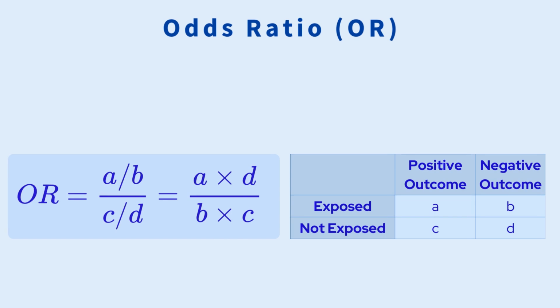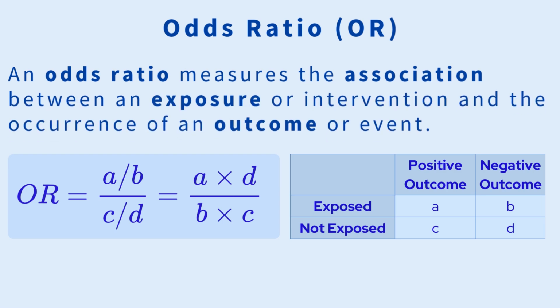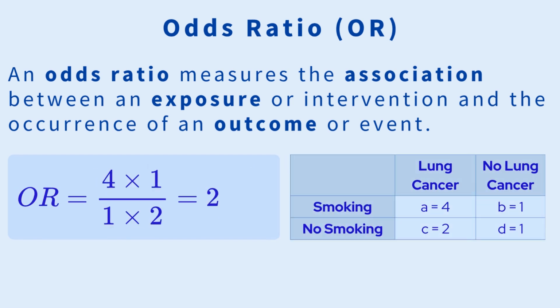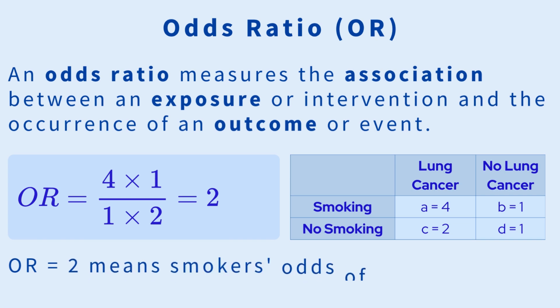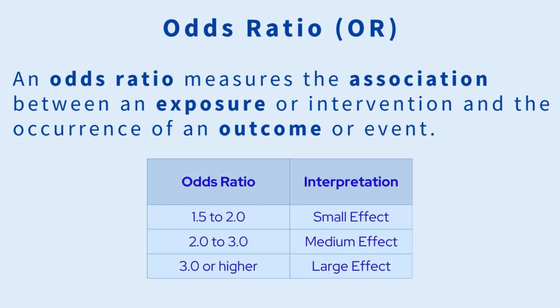An odds ratio is the ratio of the odds of an event occurring in an exposed group to the odds of the event occurring in a non-exposed group. This value measures the association between two binary variables, specifically between an exposure or intervention and the occurrence of an outcome or event. For instance, if the odds ratio for smoking and lung cancer is 2.0, it means that the odds of smokers developing lung cancer are twice the odds of non-smokers developing it. These are commonly used guidelines for interpreting the odds ratio.